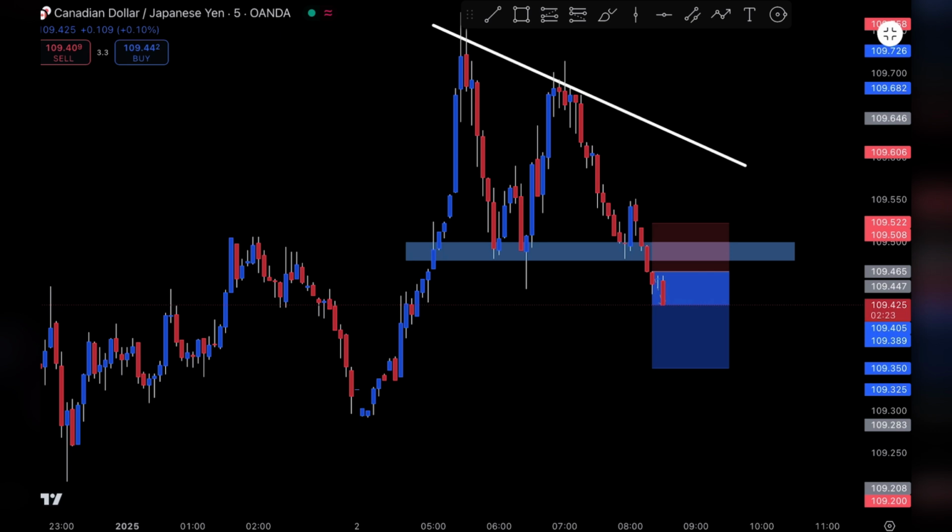I placed my stop loss just above the resistance level to give the trade some breathing room. Why above the resistance level? Because if the price broke above that level, it would invalidate my setup, and I'd want to cut my losses quickly.